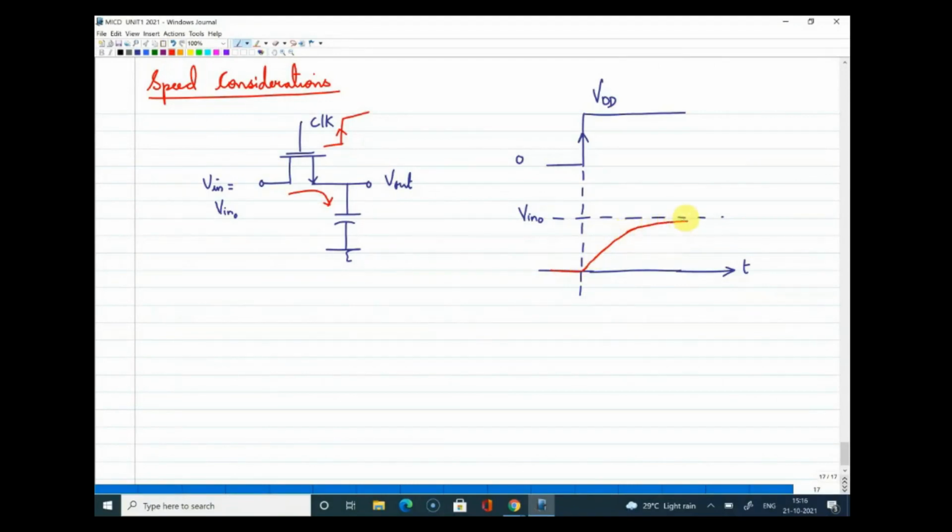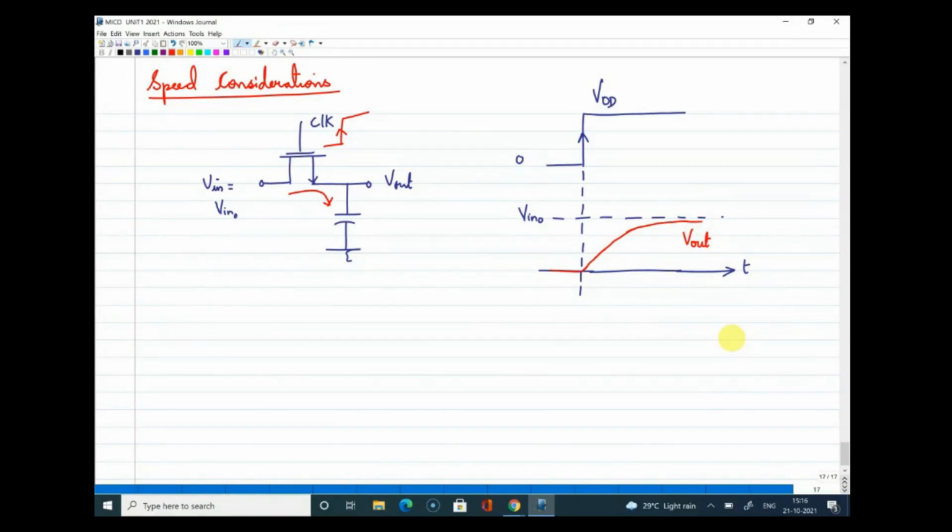That will not happen immediately, or the value of V out, which I have marked in red here, becomes V naught only at a particular time, and that will strongly depend on the time constant of the circuit. When I say time constant, it is actually the charging time constant, which is R into C. We will see what is this R and what is this C, but definitely we can say that your output will not come to V naught all of a sudden. It will take some time. So that is where we want to identify what is meant by speed, or what is the speed consideration of a sampling circuit.